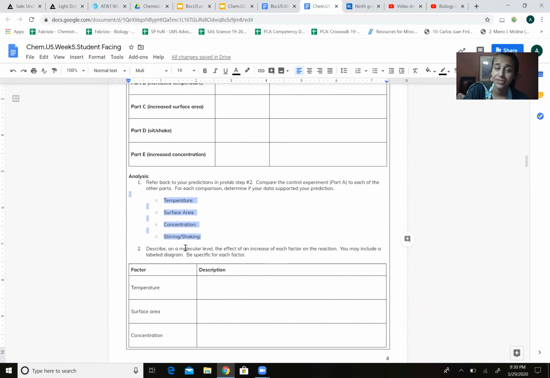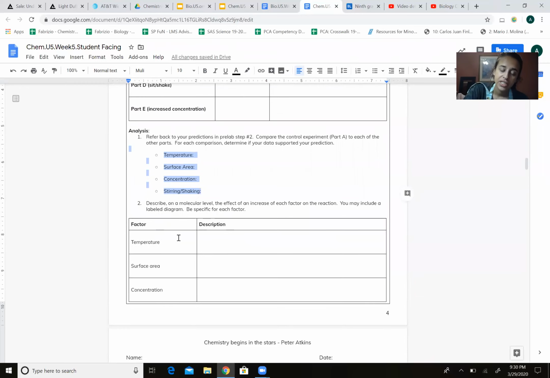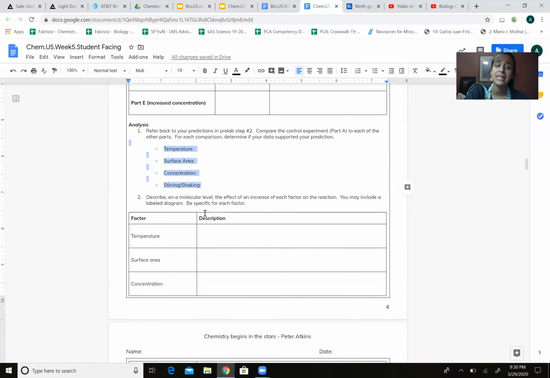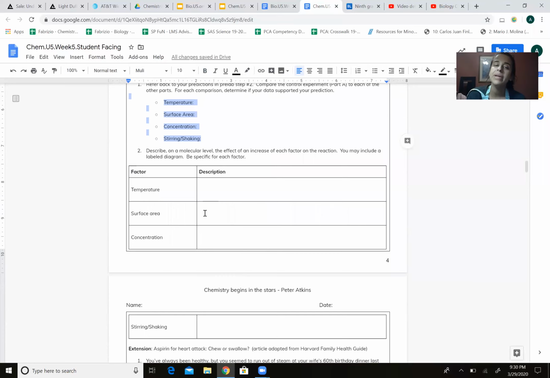Welcome back. So by now you should have completed analysis question 1. So now you're going to complete analysis question 2. Describe on a molecular level what is happening as we increase the 4 factors that we did for this experiment. You can include a diagram if you want and be specific for each factor.